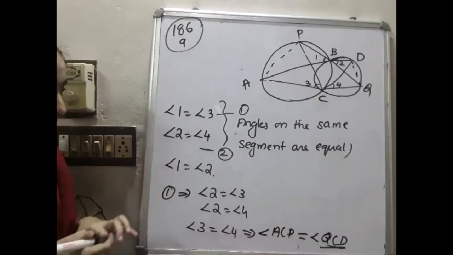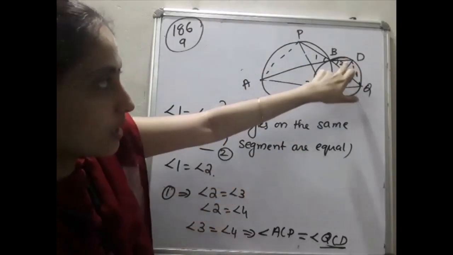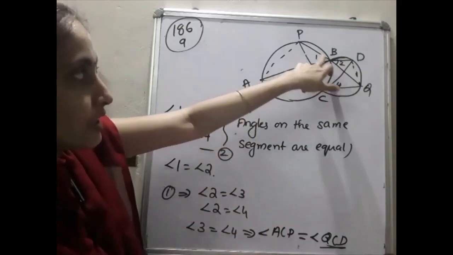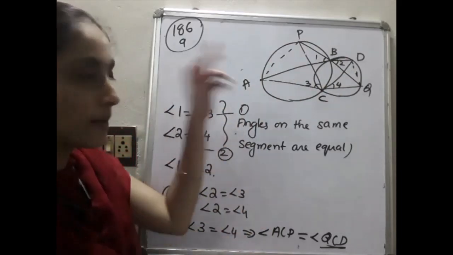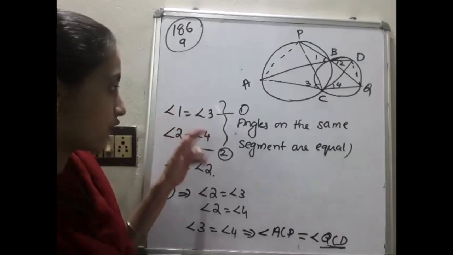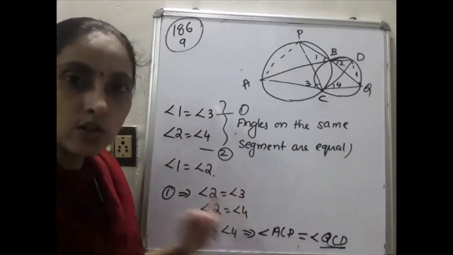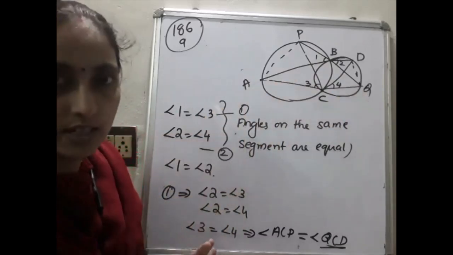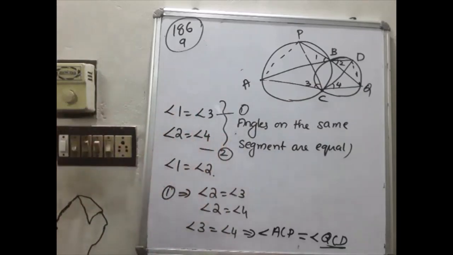Okay, so please write down. How did you get it? Angle 1 and angle 3 are on the same segment. Angle 2 and angle 4 are on the same segment. And we already know this is a vertically opposite angle, so 1 and 2 are equal. So you have to replace angle 1 by angle 2. So angle 2 is equal to angle 3, angle 2 is equal to angle 4. This side are equal, so you can equate the other side. So angle 3 is equal to angle 4. That means angle ACP is equal to angle QCD. Okay, hope you clear this question. Then we will move to the next question.